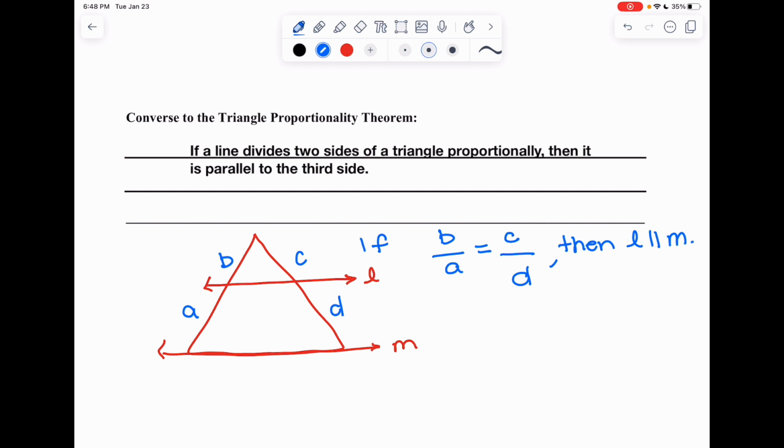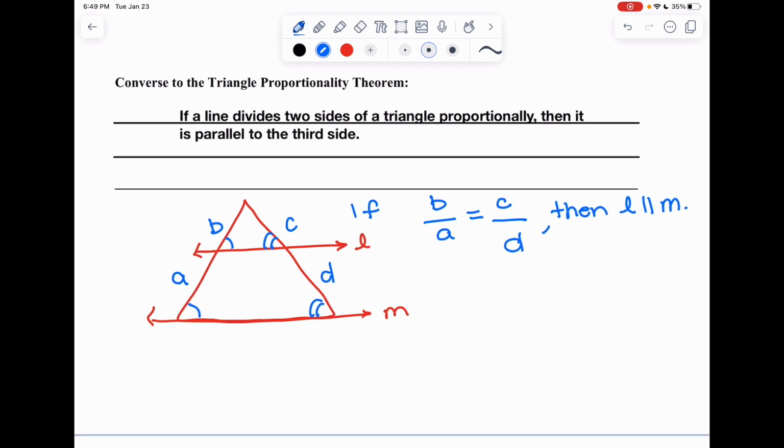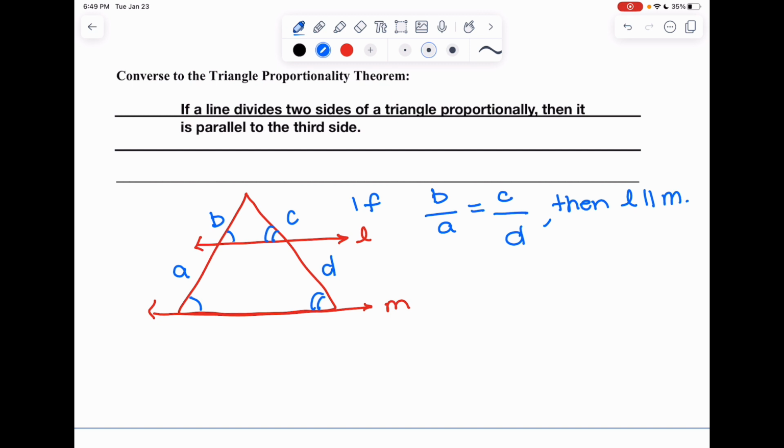And that is true, because if those parts are proportional, that means we have similar triangles, which would mean these angles are congruent. And in order for corresponding angles to be congruent, that would mean the lines are parallel. So keep an eye out for that. If you notice that the sides of a triangle are proportional, you can therefore say that the two lines are parallel.